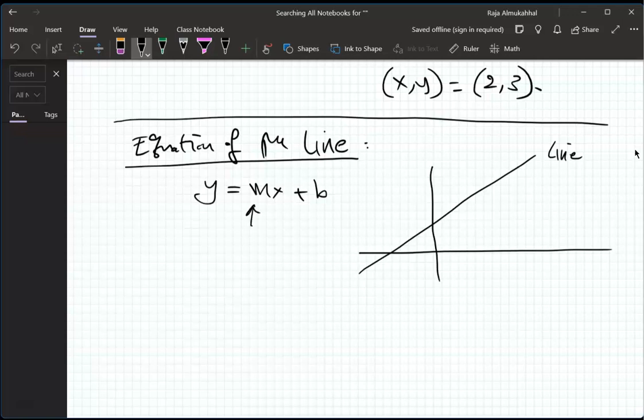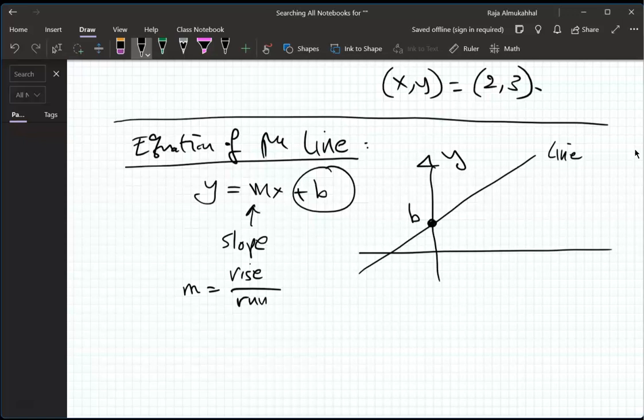This m here, in physics we call it mass. In mathematics, we call it the slope. And the slope is basically rise over run. More on that in a minute. And then we have here the b, which is basically the y-intercept. This is y right here, this is x right there. This b is where the line crosses the y-axis. Not the x-intercept, it's the y-intercept, okay?